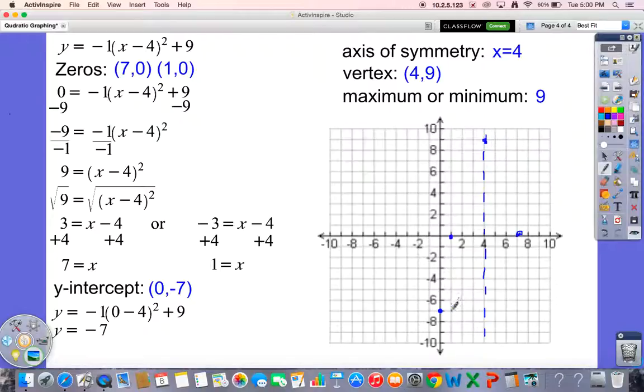Before I draw my U shape, I'm going to go back down here to where I graphed the y-intercept. I want to get the mirror reflection of that over here on this side of my axis of symmetry. I see that it is 4 spaces from my y-intercept to the axis of symmetry. So I'm going to go 4 spaces on the other side of the axis of symmetry and make my dot at the same level. I'm going to use these dots now to guide me as I draw my U shape.